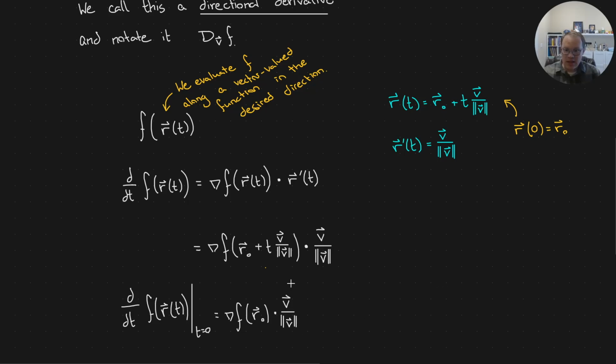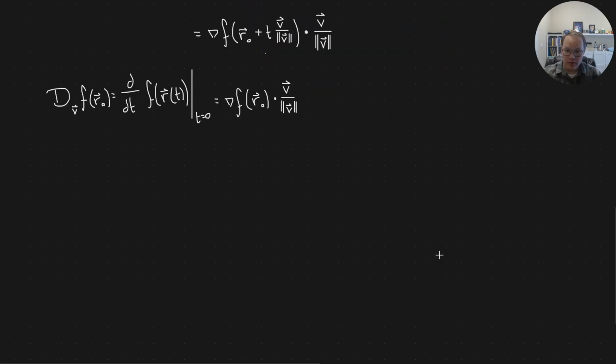And what we just did is we found the directional derivative of function f in the direction of vector v evaluated at the point r naught. Okay, that's what we found. And so we could summarize this into a formula for the directional derivative.